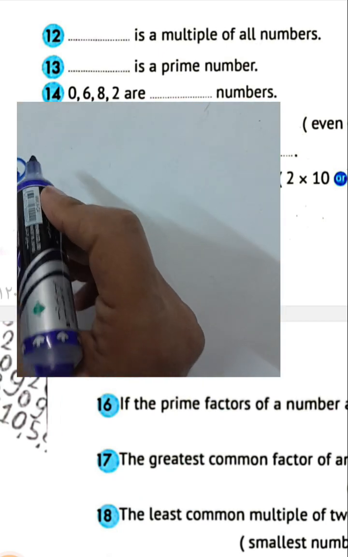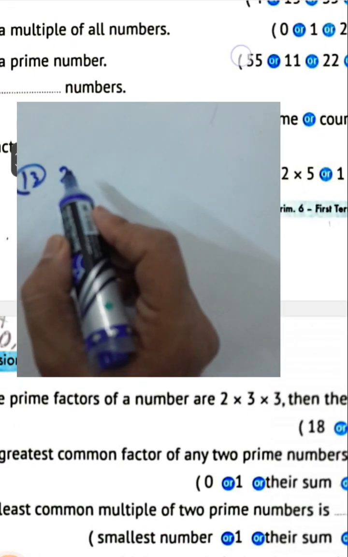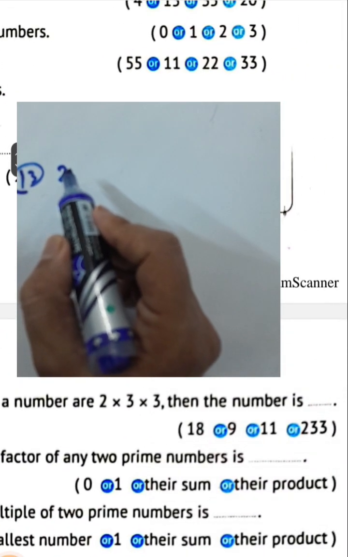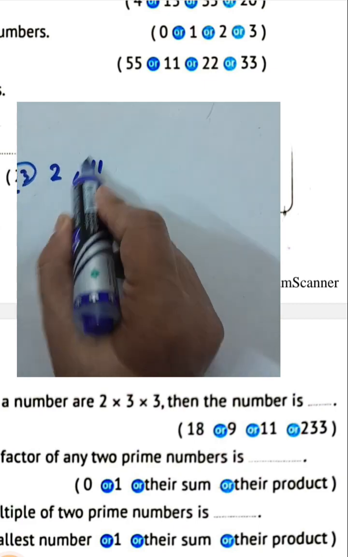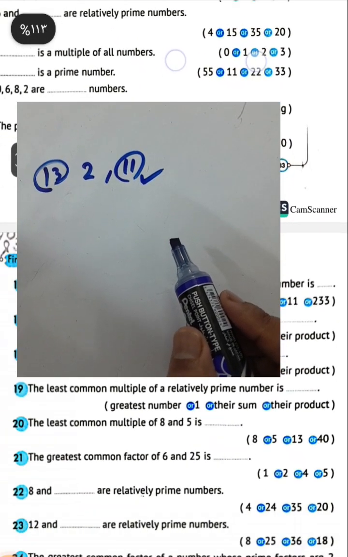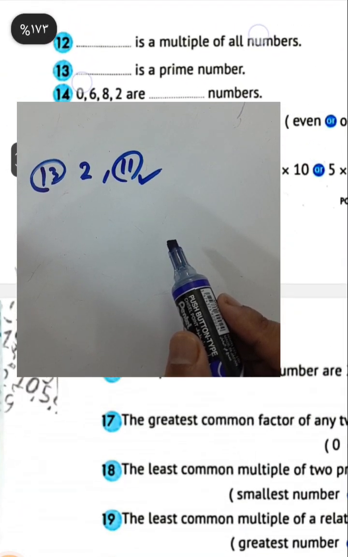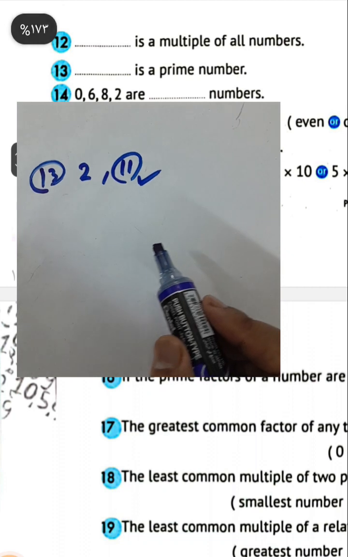Question 13. Here, what is a prime number? 2 is a prime number. Look at here, we have 11. Choose the correct answer. The result will be 11. 11 is a prime number because 11 can be divided by itself and 1 only. It has only 2 factors.